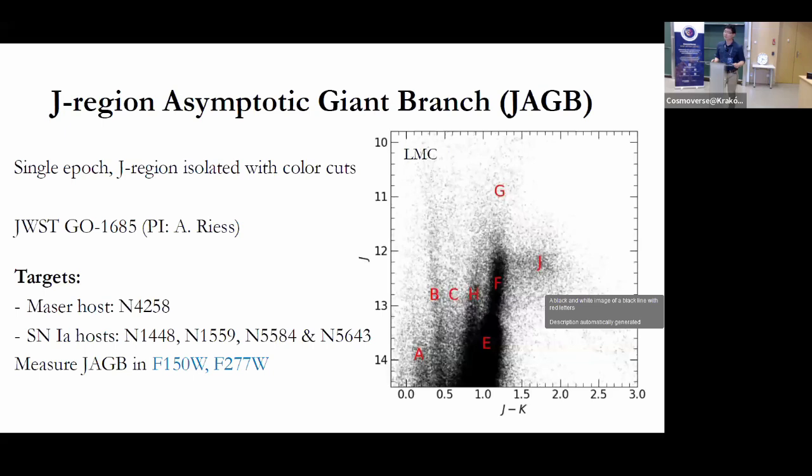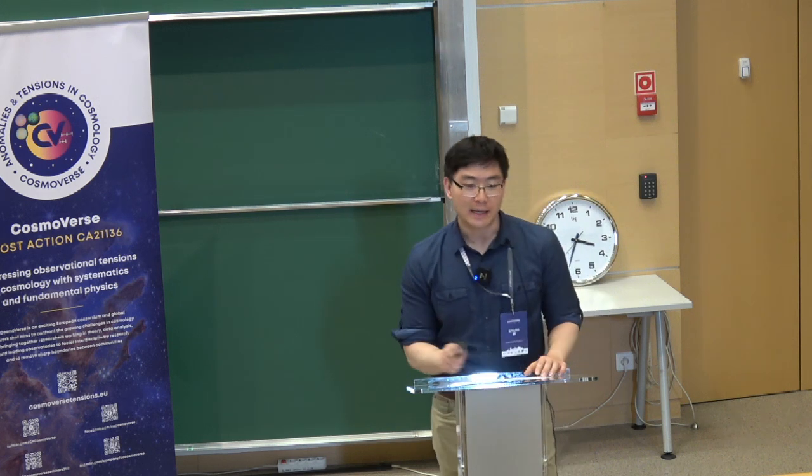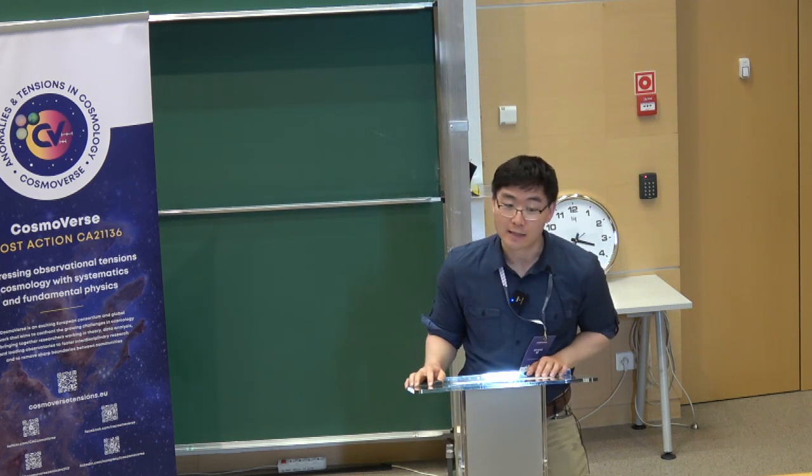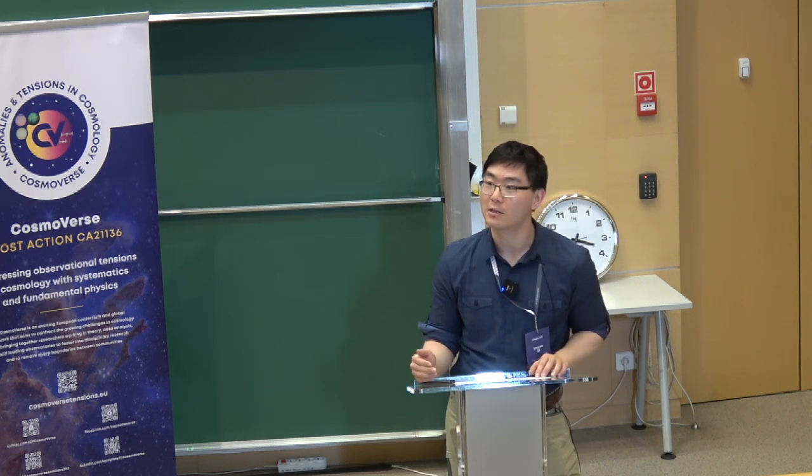including NGC 1448, 1559, 5584, and 5643. So for all the JGBs, I'll be measuring in these galaxies. I'll be doing that in the JWST F150 and F277W filters. And so the JGB, as a relatively new standard candle, does seem to be very promising based on the literature. But how standard is it really?